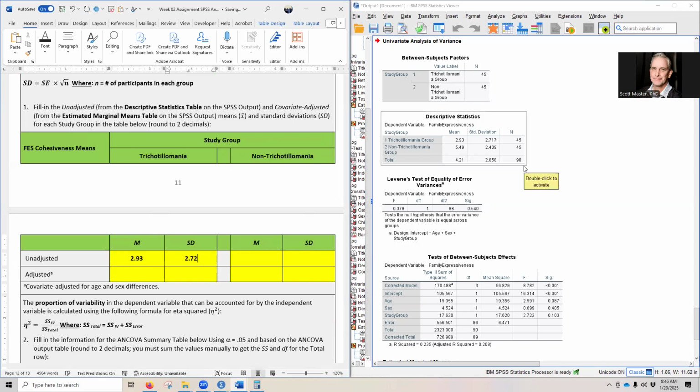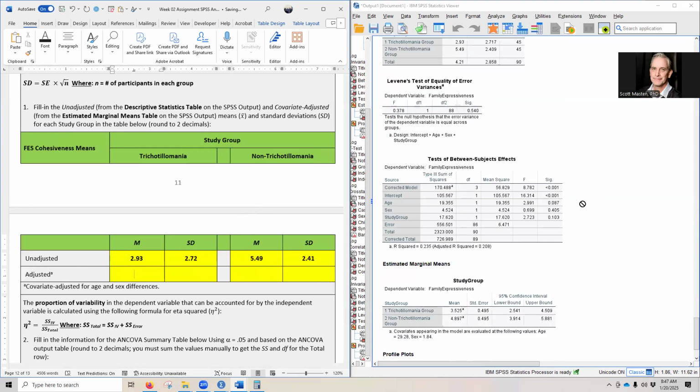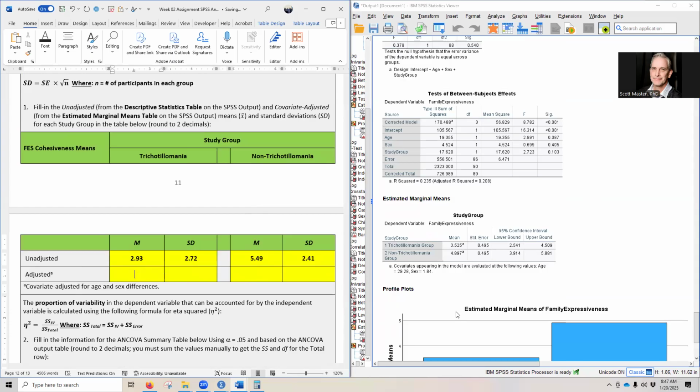Oh, whatever, right there. I'm going to do unadjusted for the non-trick group. That's 5.49, and the standard deviation for that is 2.41. So where do we get these unadjusted means? Well, they're down in a table called estimated marginal means. The means themselves are easy to get.